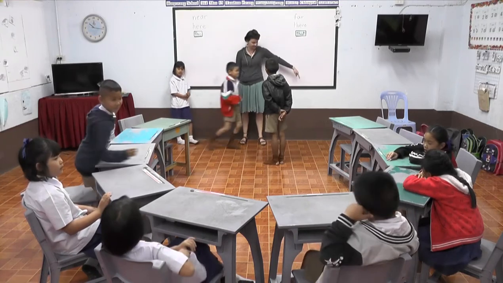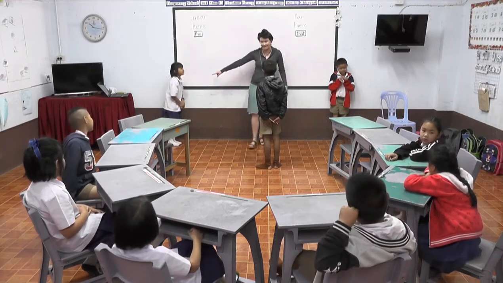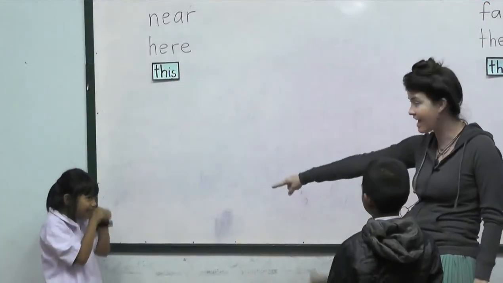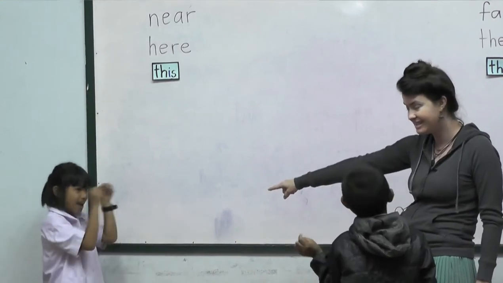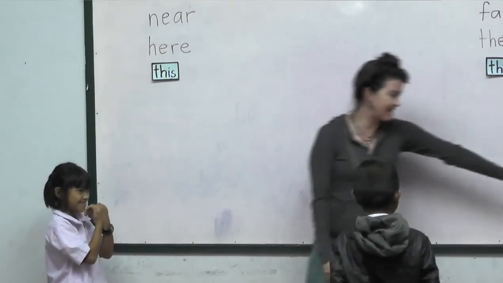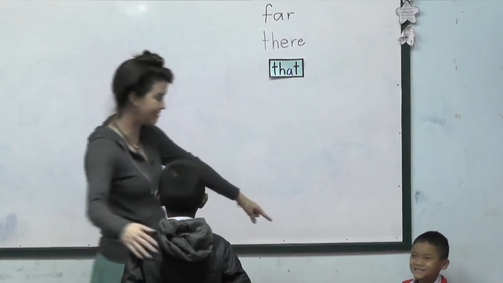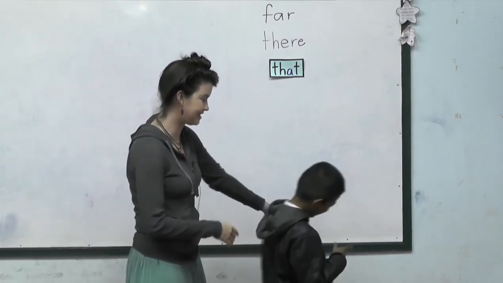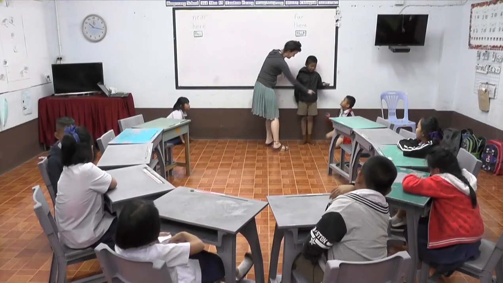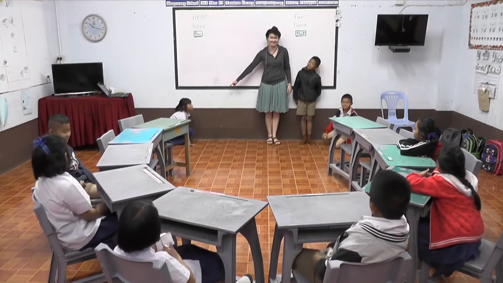Tiger. Go over here, my tiger. What is that? That is Pak Boom. What animal is she? That is a cat. That is a dog. What is that? That is a tiger. Good job. Stand by the tiger. What is this? This is a tiger. What is that? That is a dog. Good job.